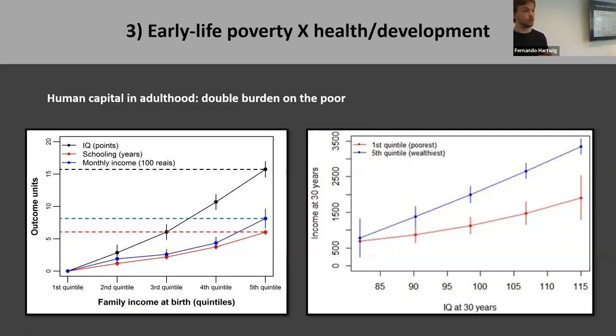What do we see here? We see that if you were born wealthy, then having higher IQ helps you a lot in terms of income, because the line is very steep. However, if you were born poor, then having higher IQ doesn't help you that much, because the red line is much closer to horizontal compared to the blue line. So not only does lower socioeconomic position at birth reduce your human capital stocks, it also makes them matter less. So it's a sort of double burden on the poor from this perspective.